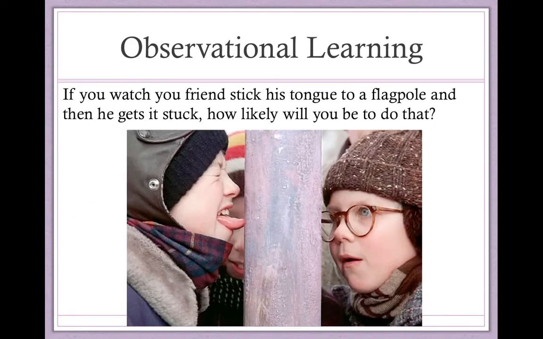So, if you watch your friend stick his tongue to a flagpole and then it gets stuck, how likely would you be to do that? His pain should inform you that maybe that's a bad idea. And maybe that should decrease the likelihood that you would do that. This is a type of observational learning.